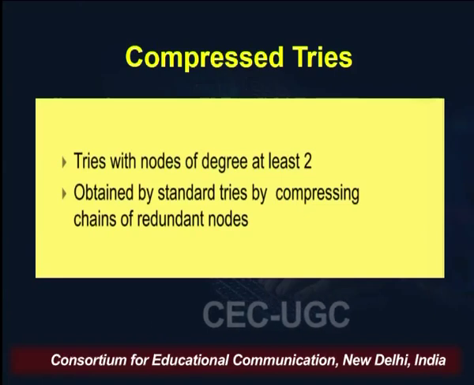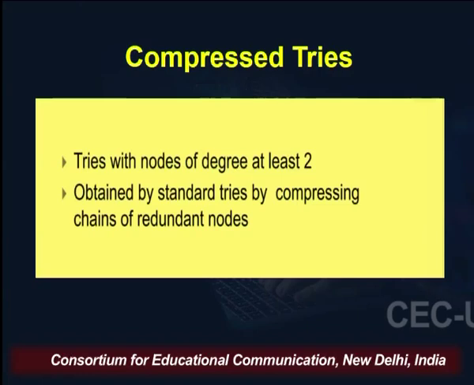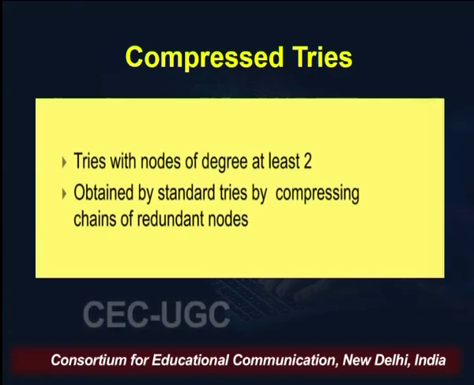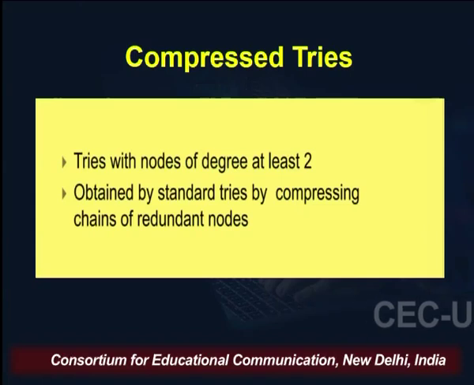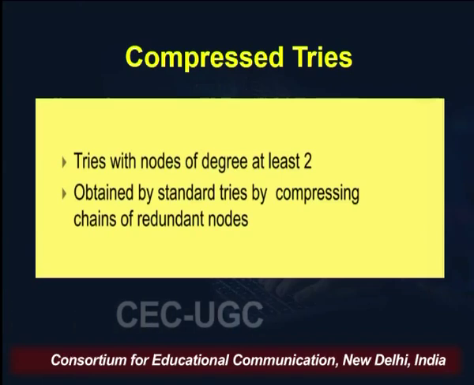Now let us start with a different version of tries, which is known as compressed try. So compressed try is actually a try which is having nodes of degree at least 2. Now what do I mean by nodes of degree at least 2? I am explaining in a short while. This compressed try is actually obtained from standard tries only, and in these standard tries the chains of redundant nodes are actually compressed.